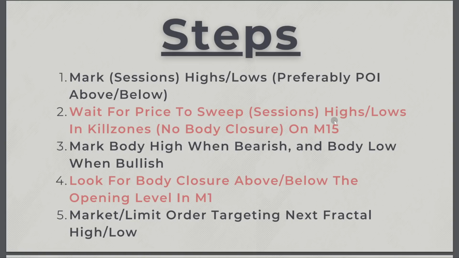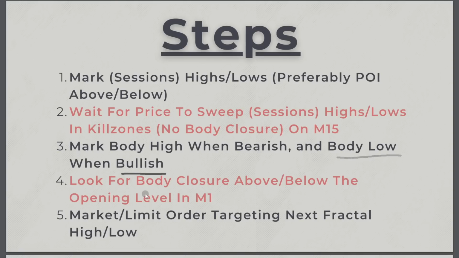And then what we're going to do is mark the closing price of that rejection candle. So you see, no body closure. What does that mean? A rejection candle with a wick. I'm going to mark the closing price, which is going to be the opening price for the next candle. So mark the body high when bearish, and body low when bullish. What we are focusing on is not the wicks. The wicks confirm that we maybe have a rejection, but then the bodies tell me where to go long from or to go short from. So we're going to be marking body high when bearish, and body low when bullish.